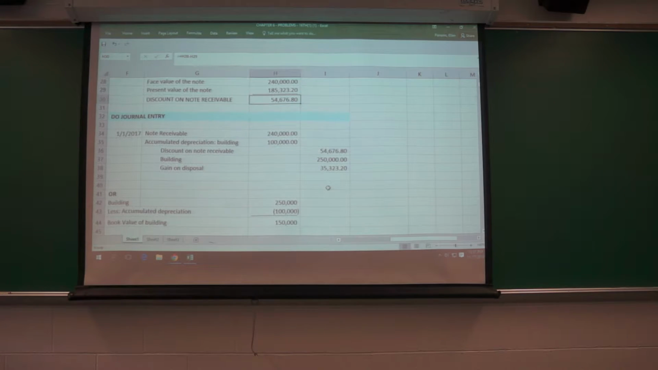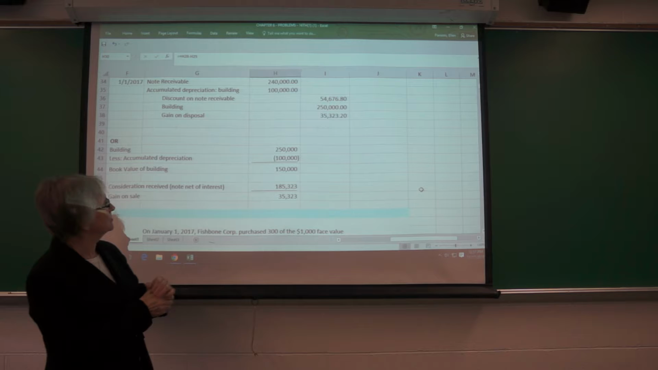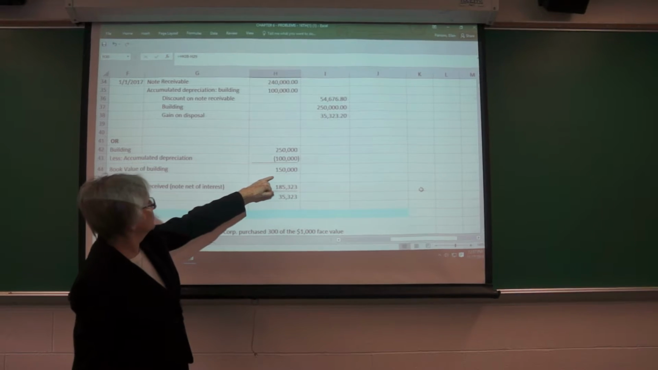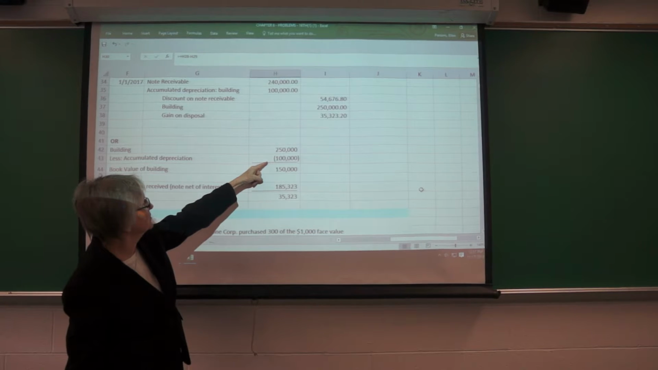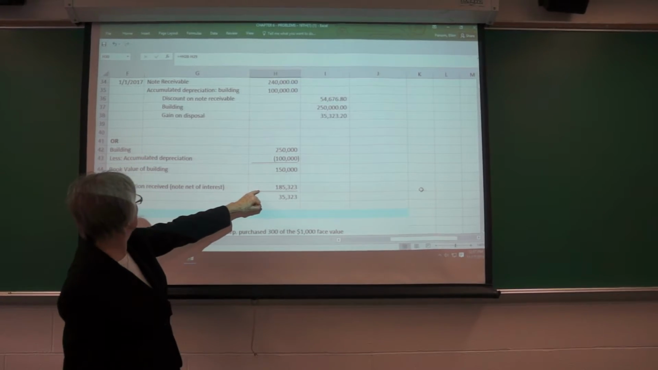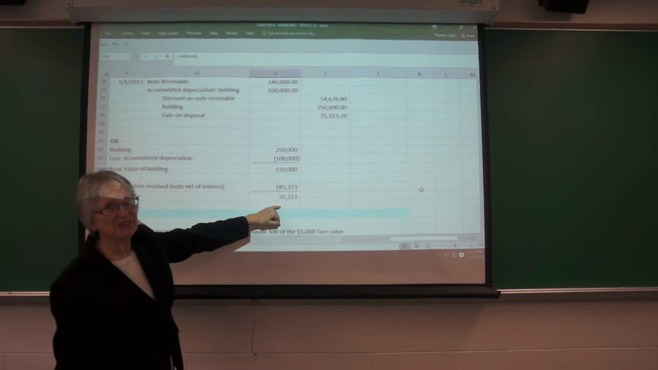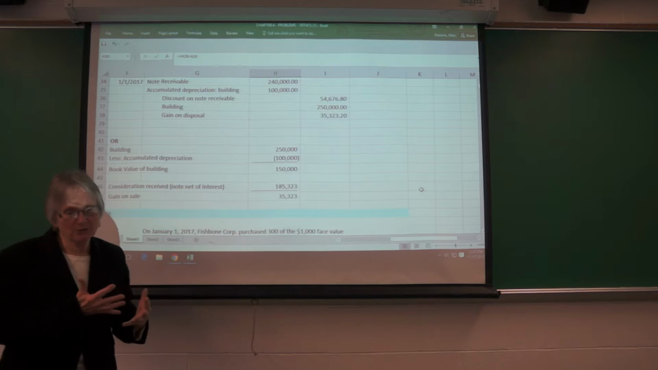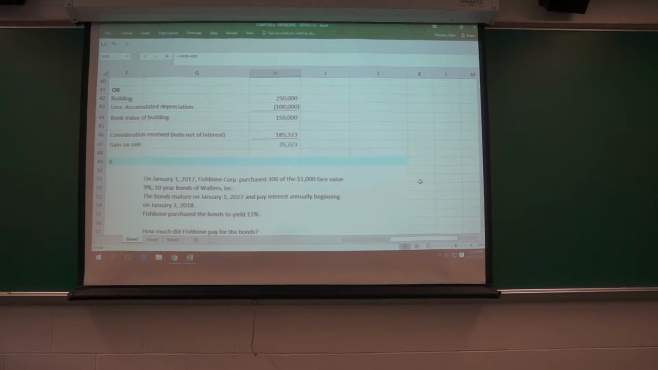Okay, so another way to figure out the gain on the sale, but you still have to compute the present value of the note. You can look at it as the book value of the building, which is the cost less the accumulated depreciation to date, compared to what you got, which was the consideration received net of interest. That would also give you the gain on the sale. So that's two ways to approach it. Okay, let's look at what else Fishbone is doing here.